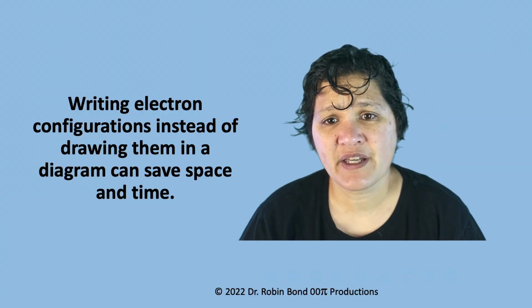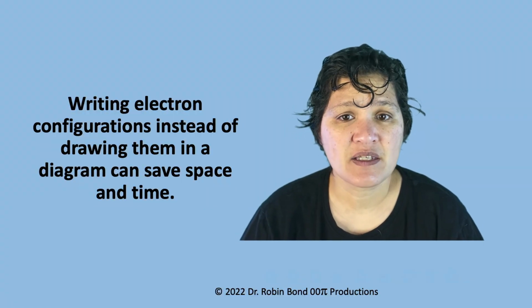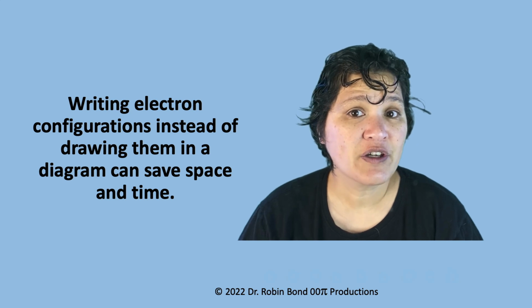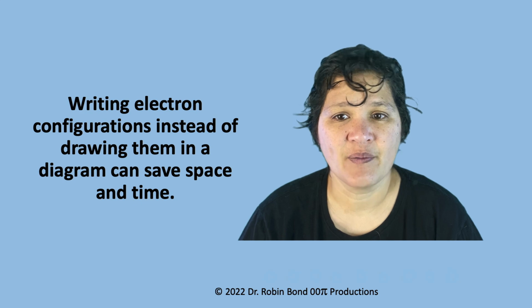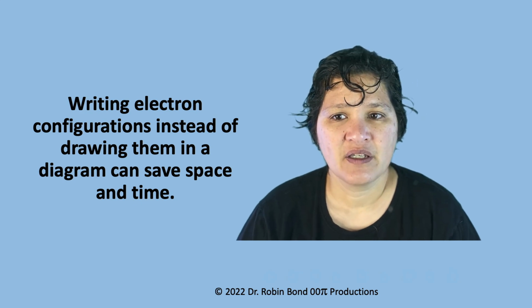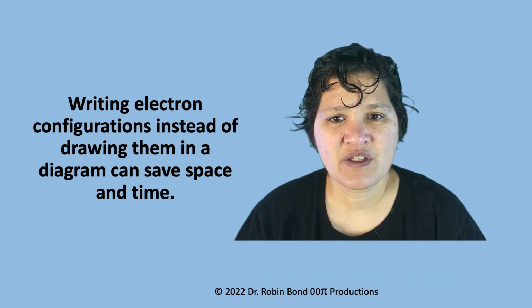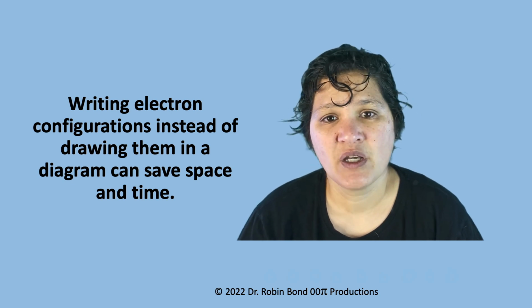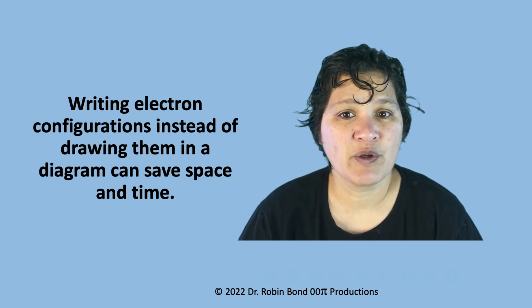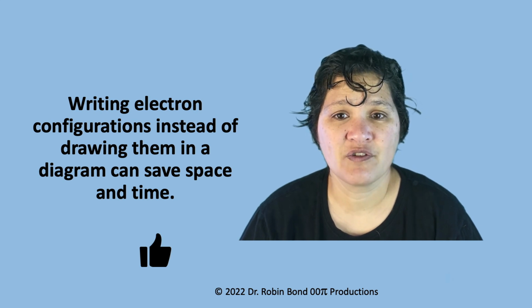Again, we write out electron configurations to save space. When you get the hang of it, you can figure out electron configurations by writing them without drawing a diagram, and that saves time as well. Of course, there are some applications where diagrams are really necessary, like magnetism, but for the most part, you'll find that we will write configurations this way in the future.